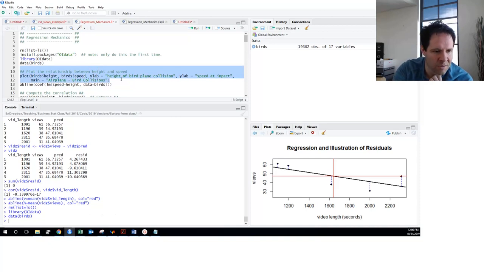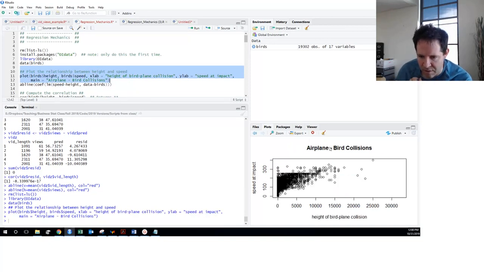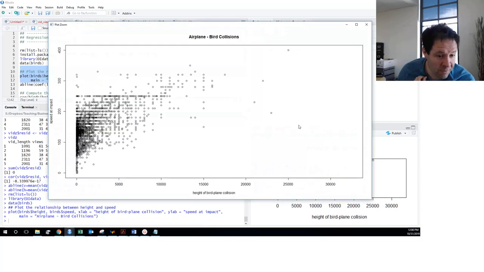Here I've got some code that plots all these bird-aircraft collisions. Unfortunately, there are a lot of them in this data set, but you can see here's height in feet, kind of incredible. This observation corresponds to a bird-aircraft collision where the bird was over 25,000 feet and the plane was going about 400 miles per hour. I can't imagine that bird survived. I don't know what the bird was doing so high, but when you're cruising at an altitude of 25,000 feet, it's very unlikely that a plane's going to hit a bird.